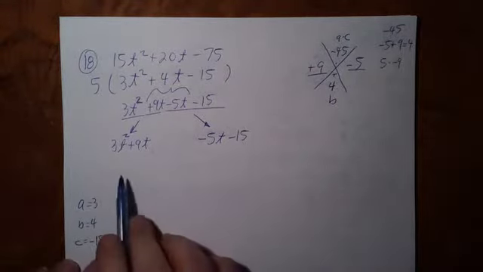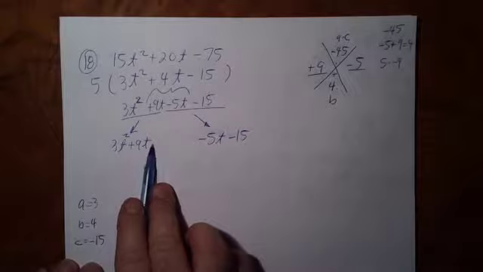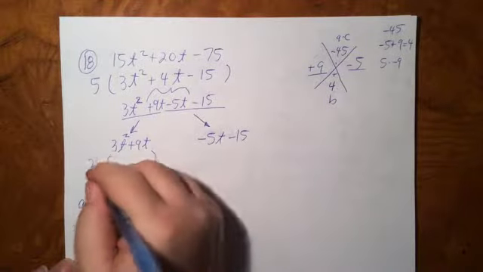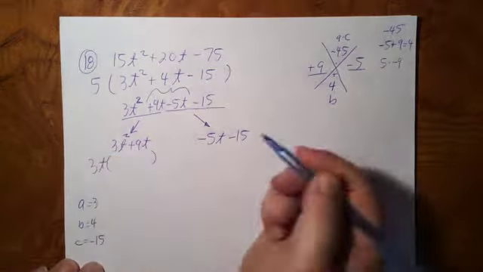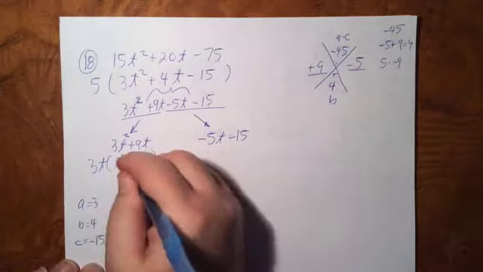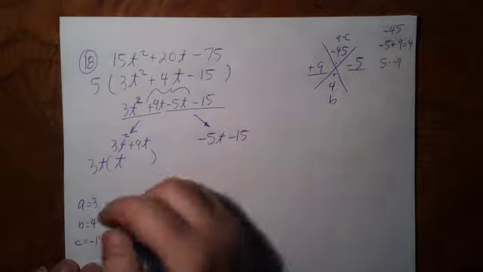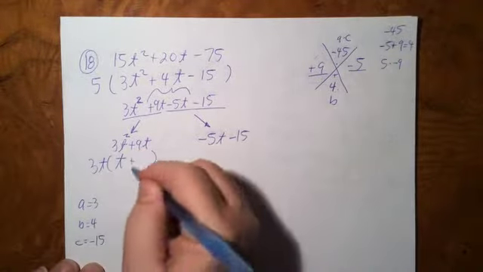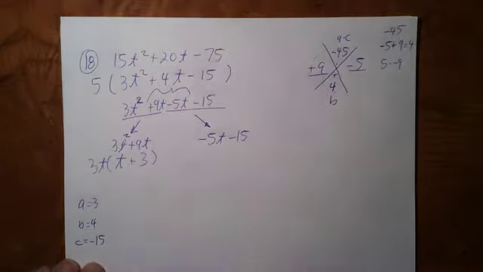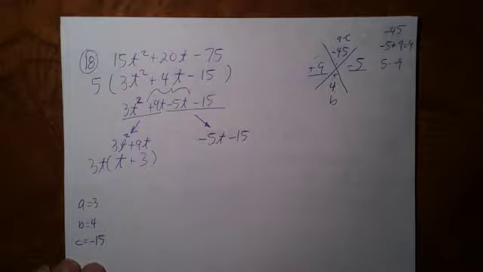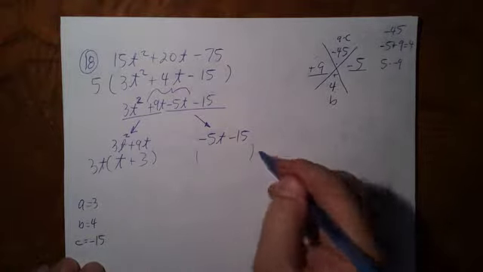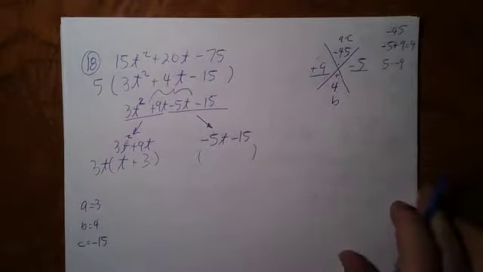So in this question, if I take a look at 3t squared plus 9t, my greatest common factor is going to be 3 and t. 3t times t will give me 3t squared. 3 times 3 will give me 9, so 3t times 3 will get me 9t. So this is factored.